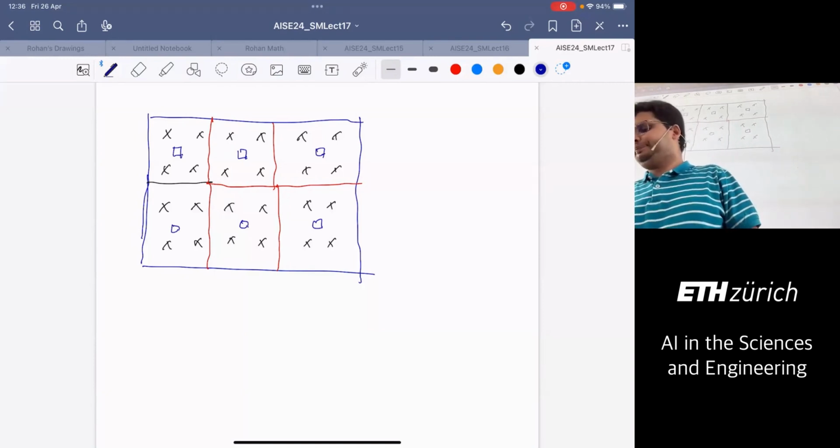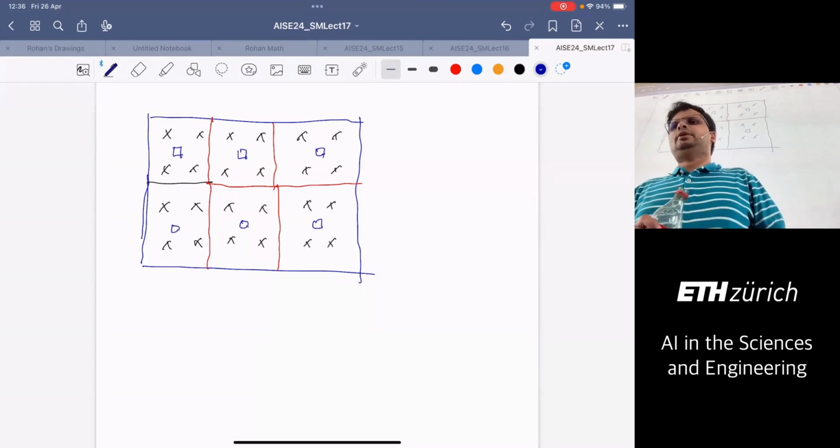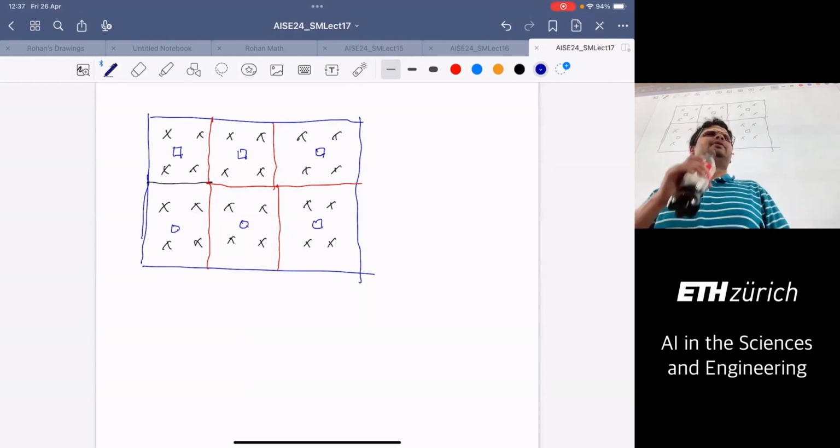Yes, James. The concept kind of reminds me of fast multipole methods. Is there some kind of connection? Yeah, for example.